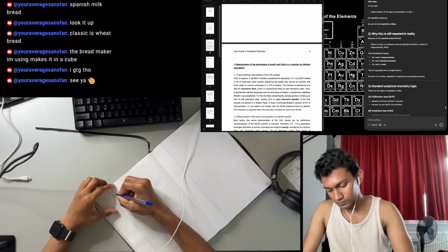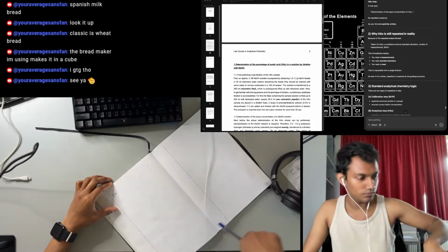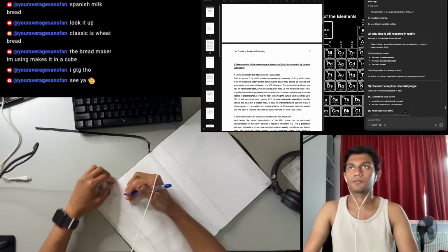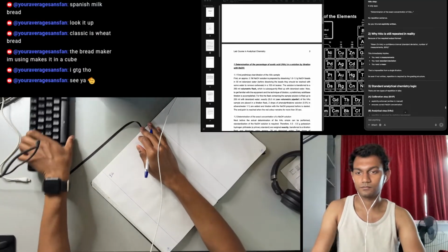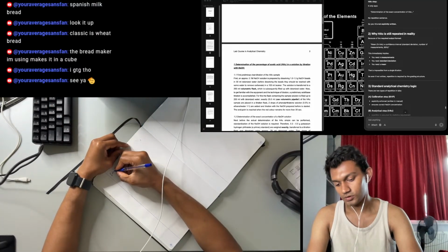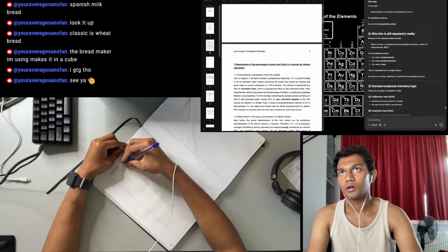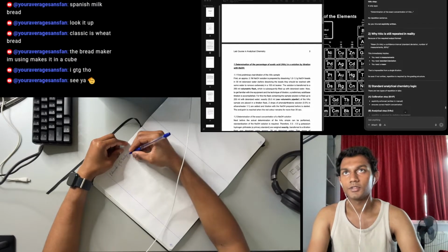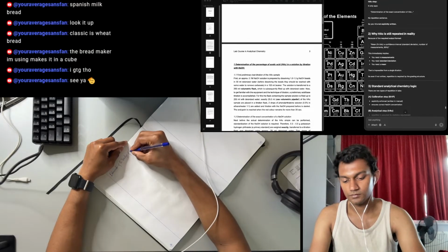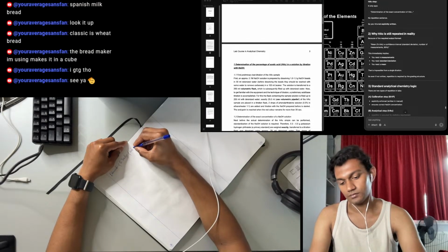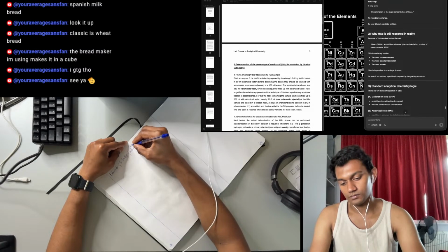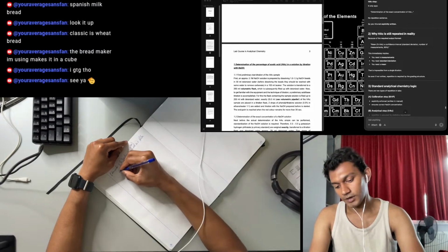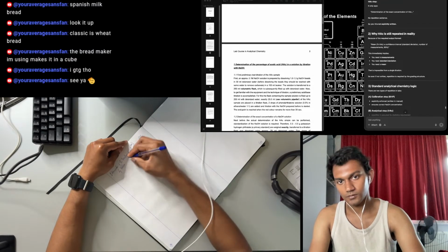Determination of the percentage of acetic acid in a solution by titration with NaOH.